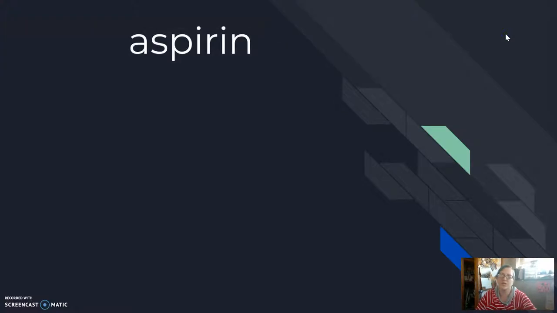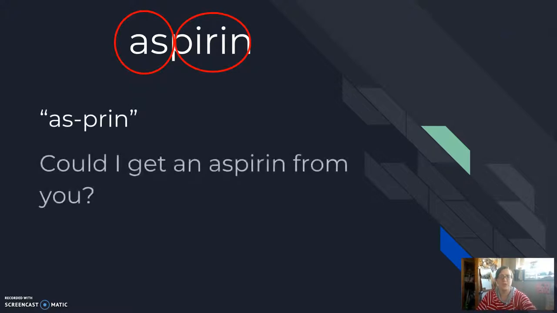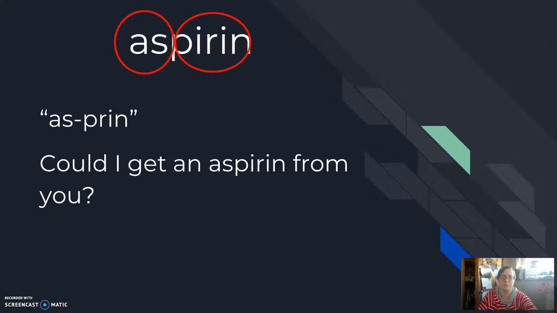The first word I want to talk about here on your screen, I hear a lot of speakers of British English pronounce this as aspirin, with three syllables. But in American English, I say aspirin. Could I get an aspirin from you? Do you have any aspirin? He told me to take two aspirin after the illness. Oh, sorry. Aspirin.